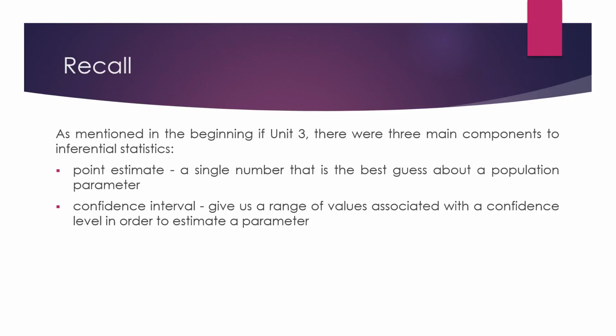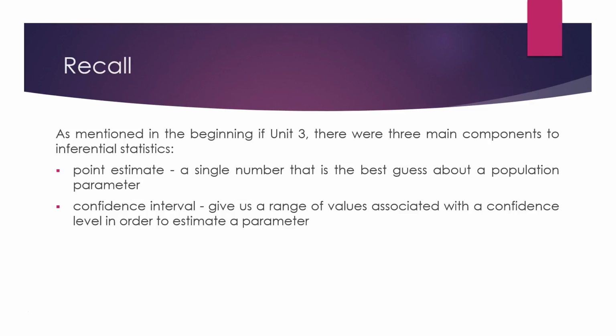So there were three major components to inferential statistics. We mentioned these originally, and the ones that we looked at in Unit 3 were the point estimate. That was a single number that is a best guess for estimating a population parameter. So for estimating a population mean, we would want to use the sample mean. If we're estimating a population standard deviation, we'd want to use a sample standard deviation, and so on.